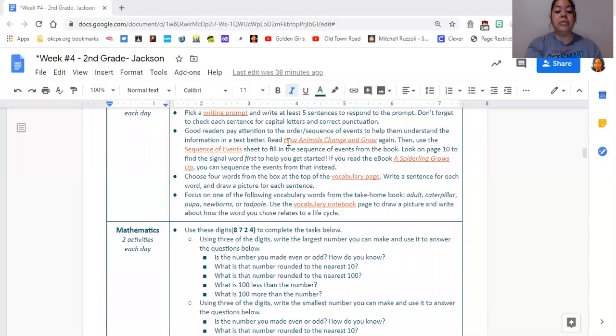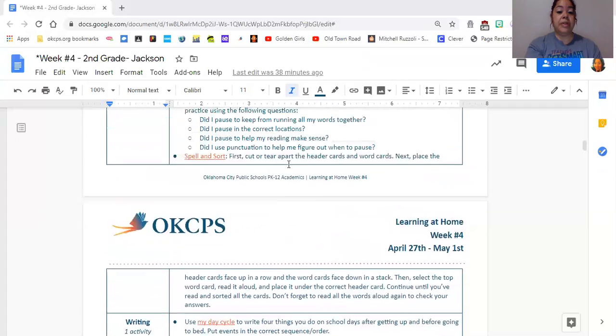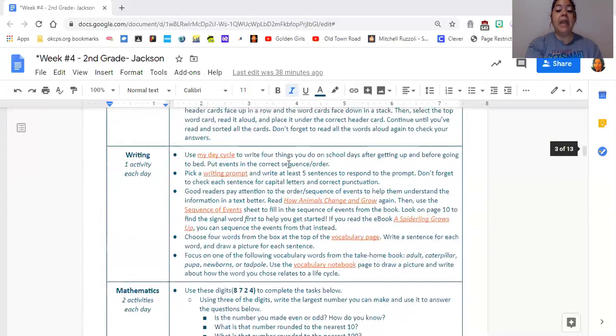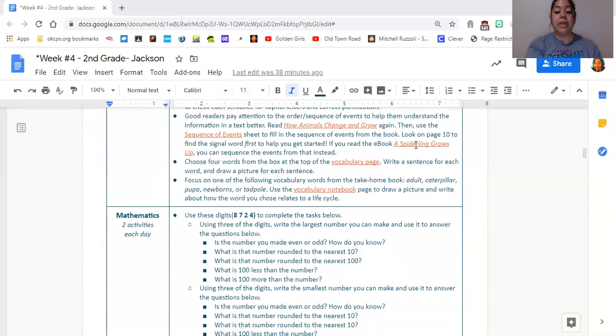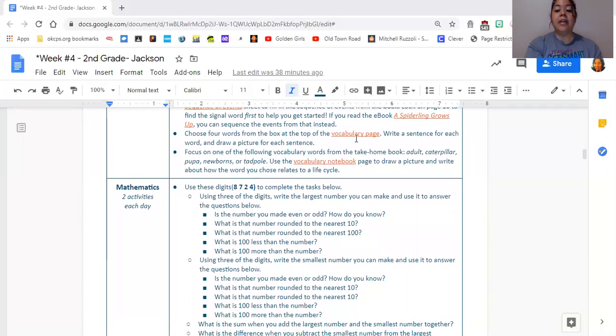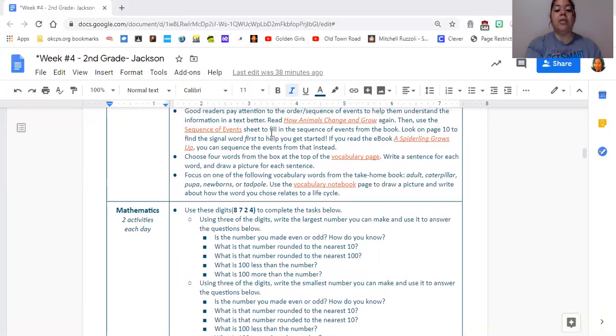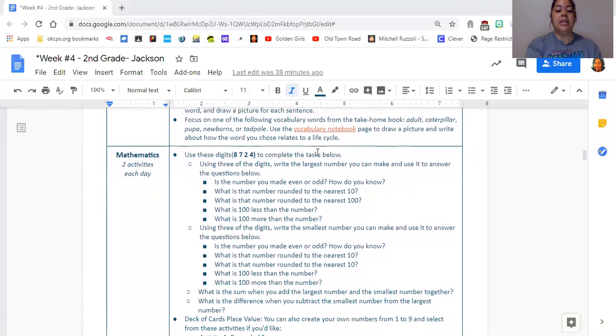We are asking you to read How Animals Change and Grow Again. These are the 2 stories from the reading at the top, but you're going to use those same 2 stories here to put the sequence of events in order. You can do that on paper as well, or if you have time, you can print out both of these. There are some vocabulary pages that go with a vocabulary notebook about how animals change and grow and the life cycle of animals, which leads us into math.